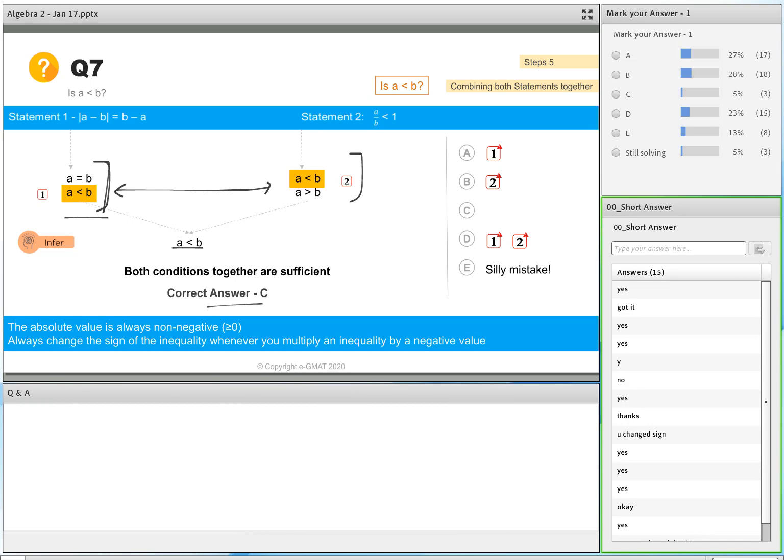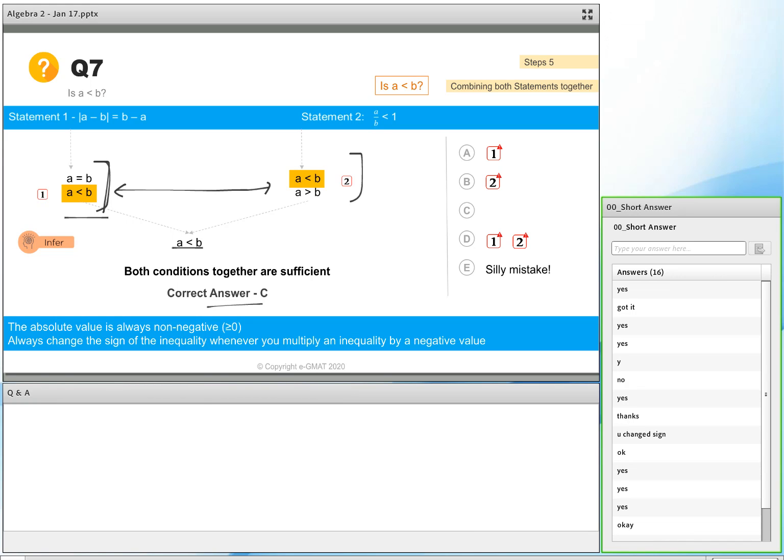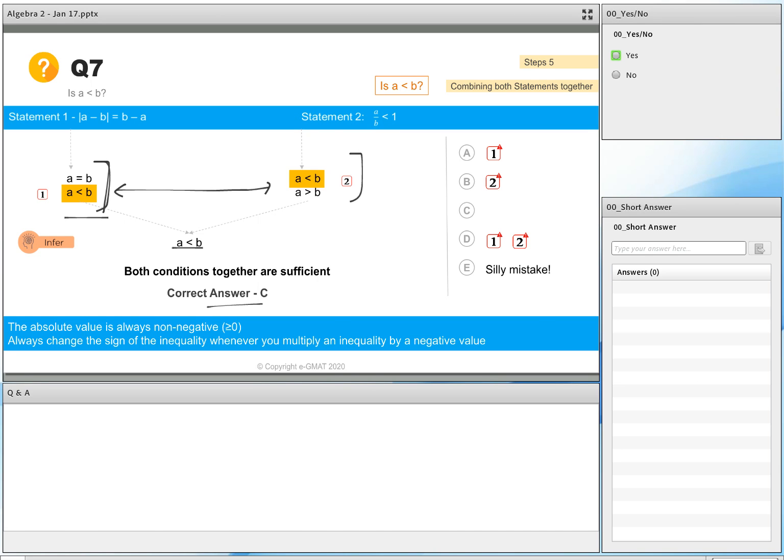All right, that's perfect. Cool. Let's now move on. Let me hide the poll over here, bring in the yes no poll, and clear all the answers.